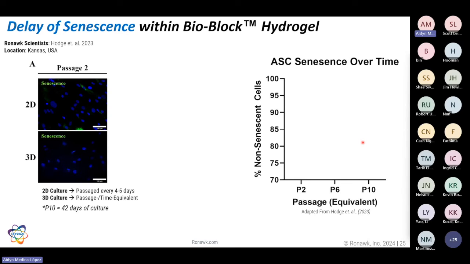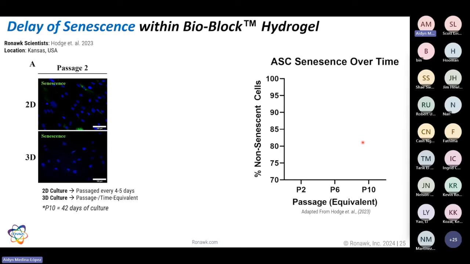And then after the cells reach a certain passage, in this case, we're going to be talking about passage 2, 6, and 10. When the 2D reached passage 2, 6, and 10, the cells from the bioblock were extracted and seeded to then be tested for senescence. Now, the 2D culture was passaged every 4 to 5 days.